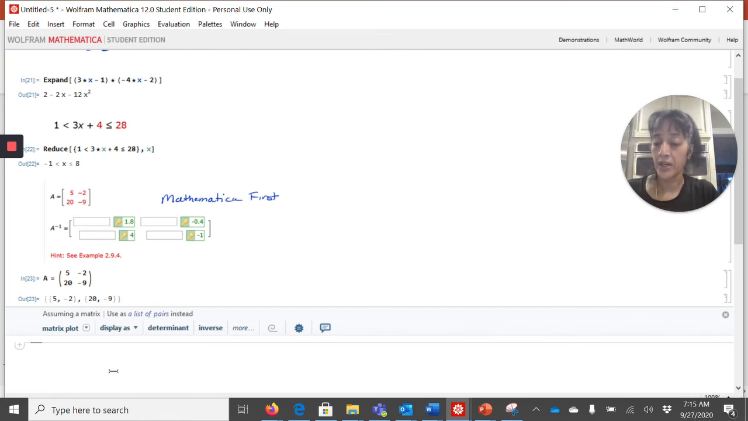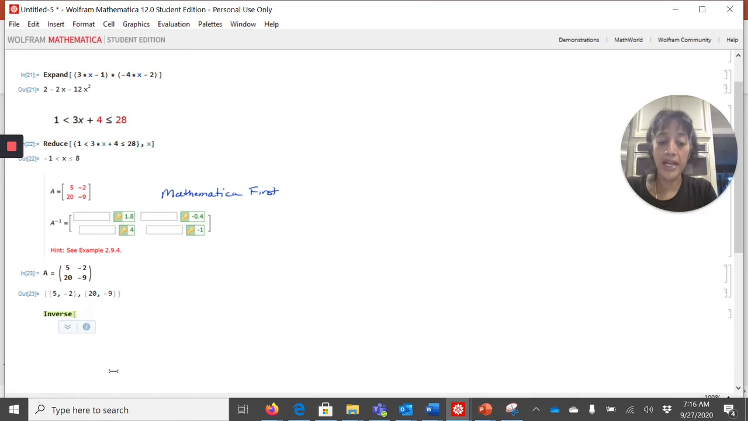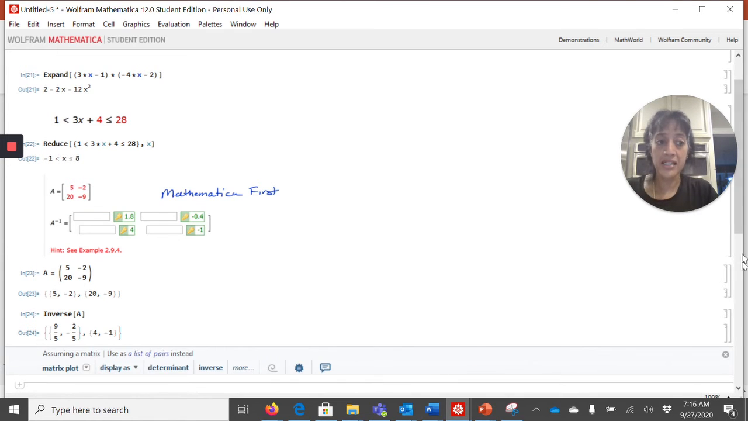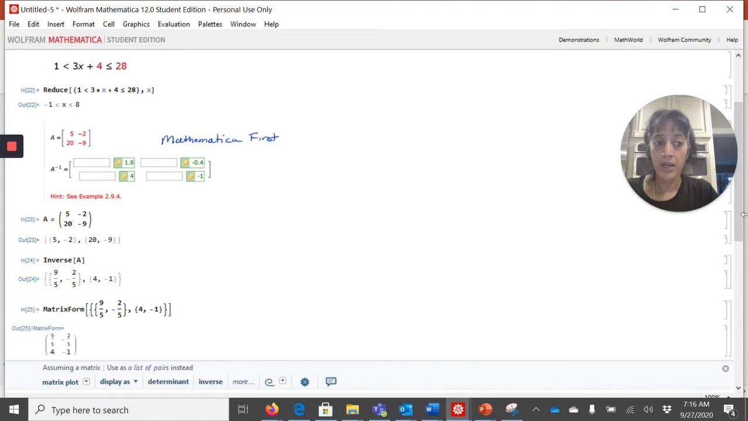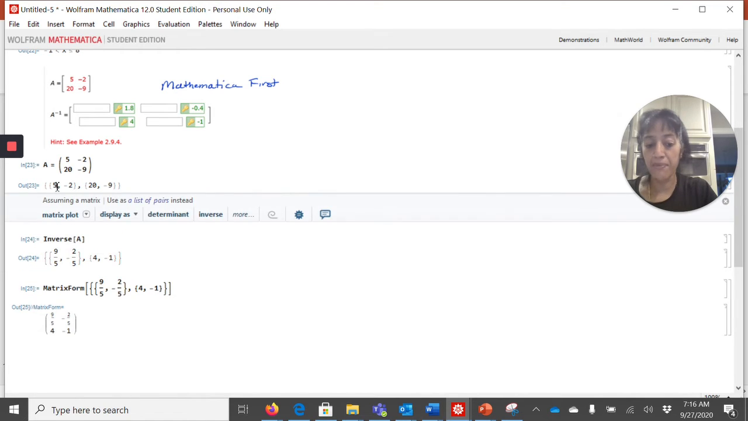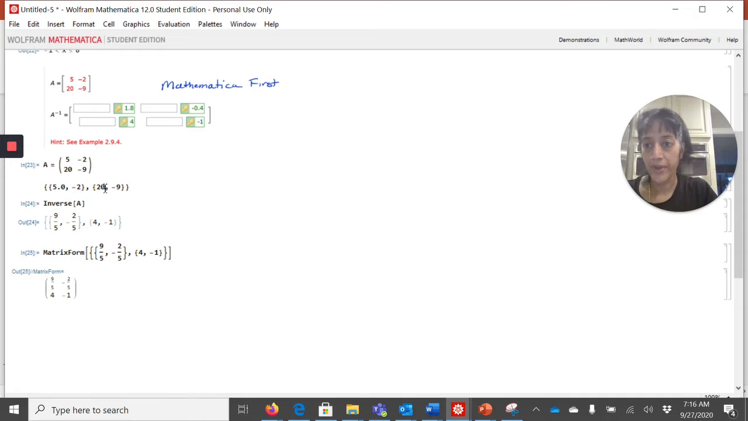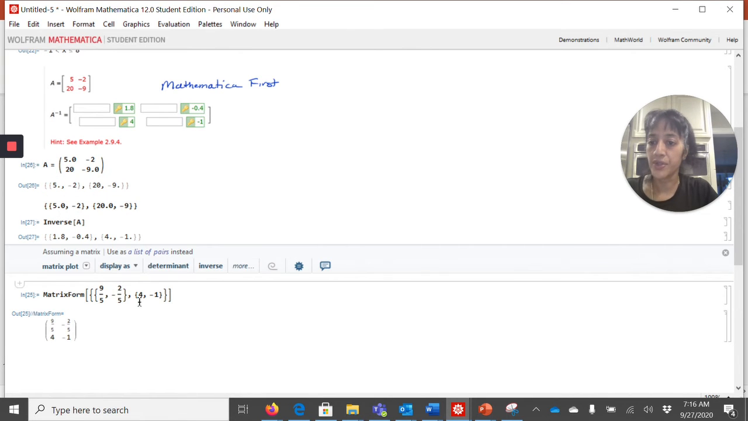So I go Shift Enter, and then the command to get the inverse is just Inverse, square brackets, A, Shift Enter. Now that's not the form that I'm used to, so I go display as matrix. Now, if I want the decimal answers to this, what I can do is I can go here and put a 5.0 and a 20.0, and then it'll start giving me decimal answers. Let's do that. I just want to show you this trick. So if you need the decimals, Shift Enter, and then Inverse A, it'll give it to you in decimal form.